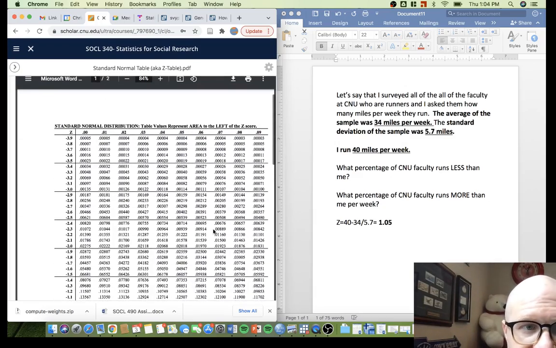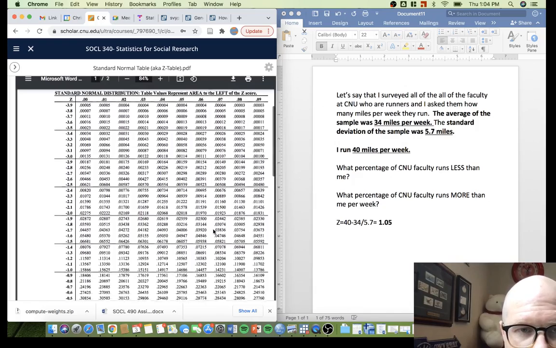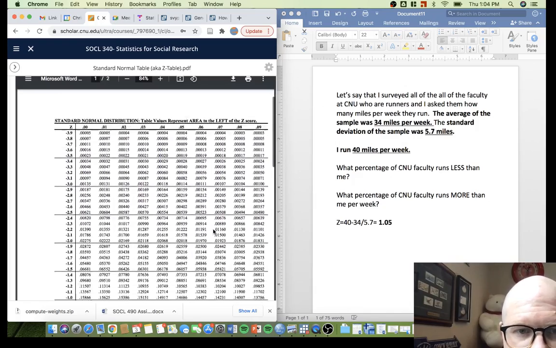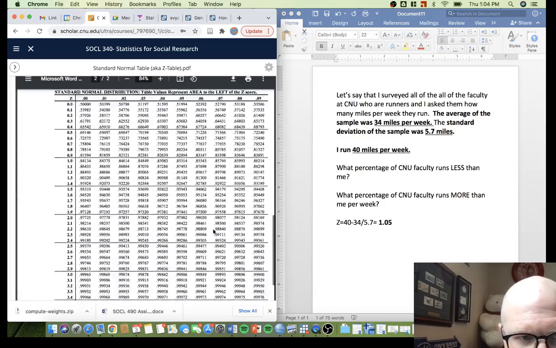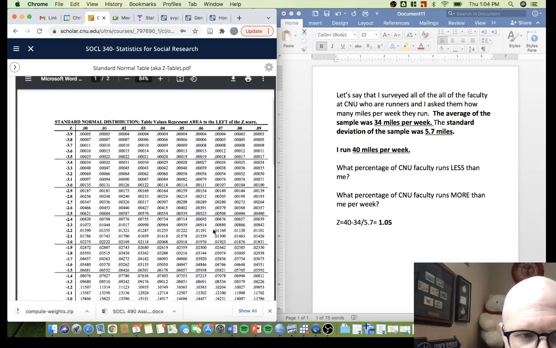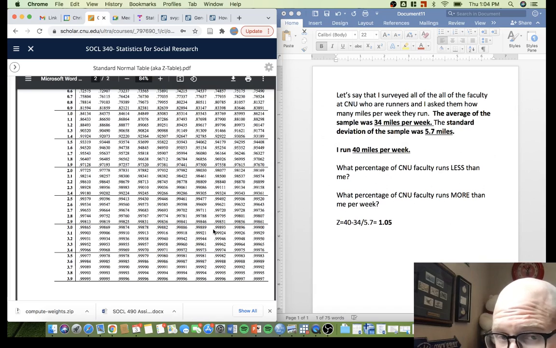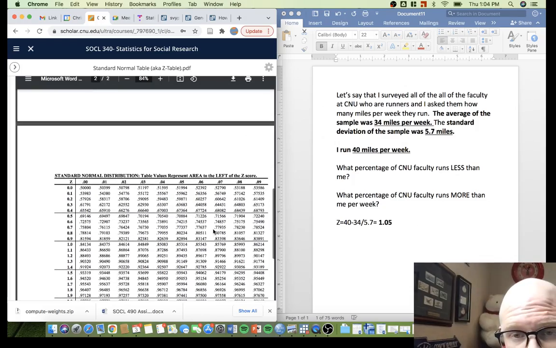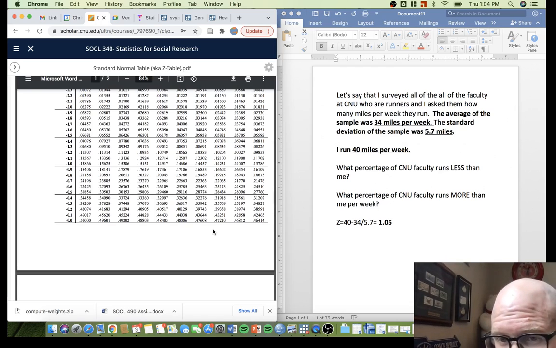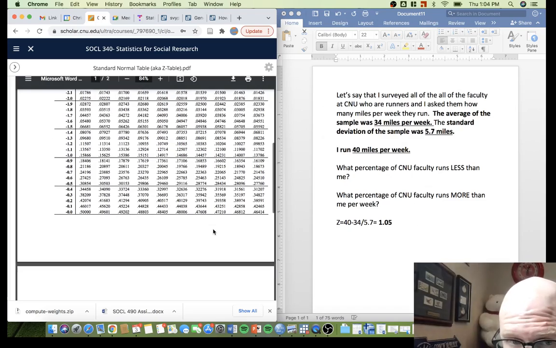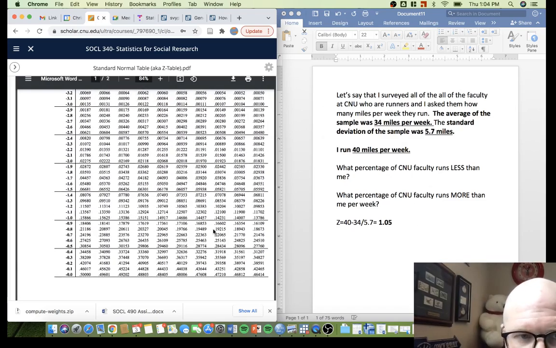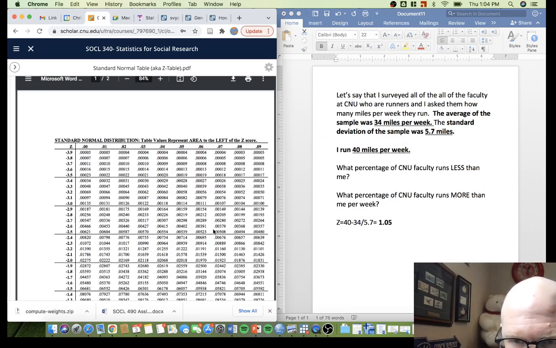This is the z-score table that you see in Scholar. There are two sides to it: a negative side and a positive side. The positive side is for positive z-scores, for cases that are above the mean. The negative side is for negative z-scores, for cases that are below the mean. To use either side, the basic process is exactly the same.